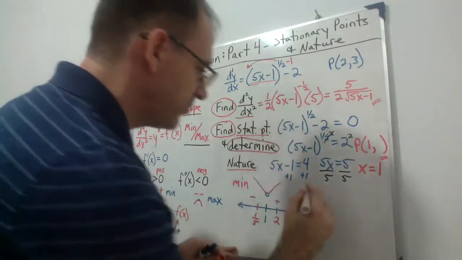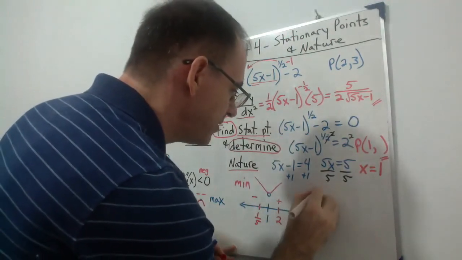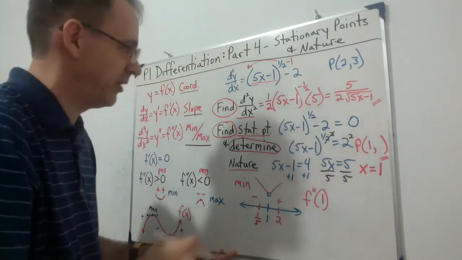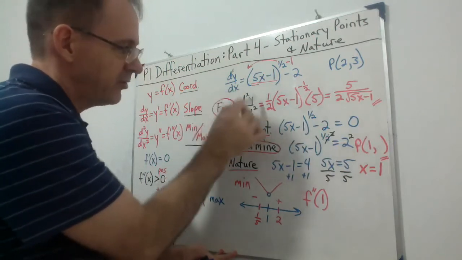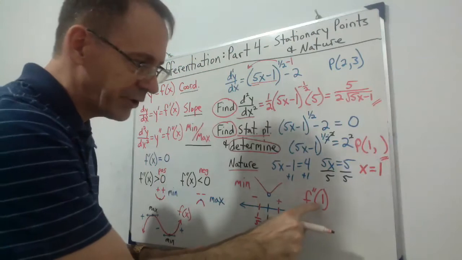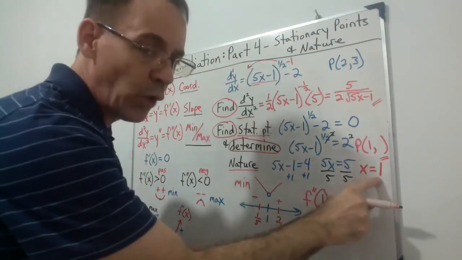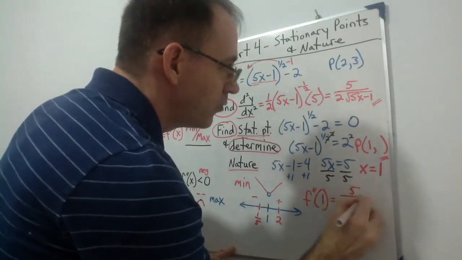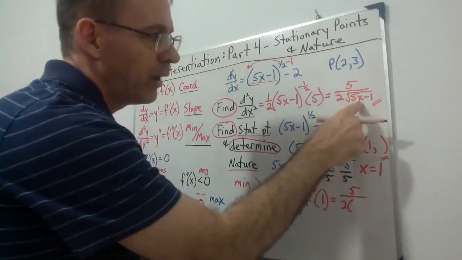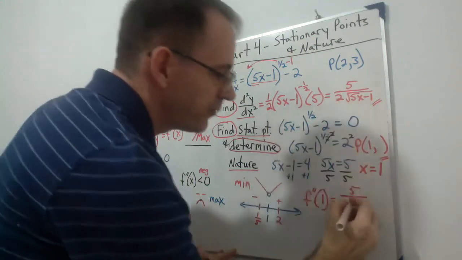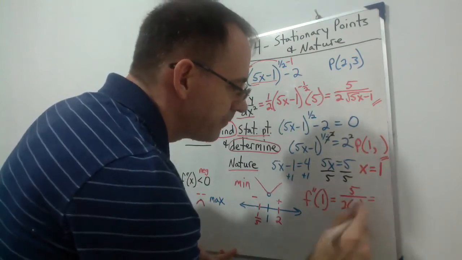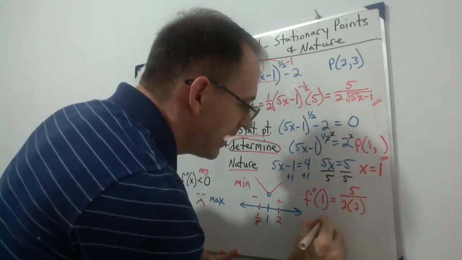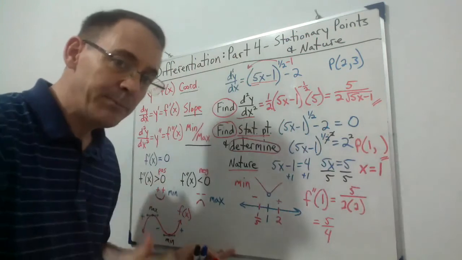So what we're going to do is take our second derivative and evaluate it for 1. 1 is our x-coordinate of our stationary point. So this is our second derivative in terms of x, and we're going to evaluate it for when x is 1. And what we end up getting is 5 over 2 times 1. 5 minus 1 is 4. The square root of 4 is 2. So we end up getting, I'll put it down here, equals 5/4, which is a positive number.